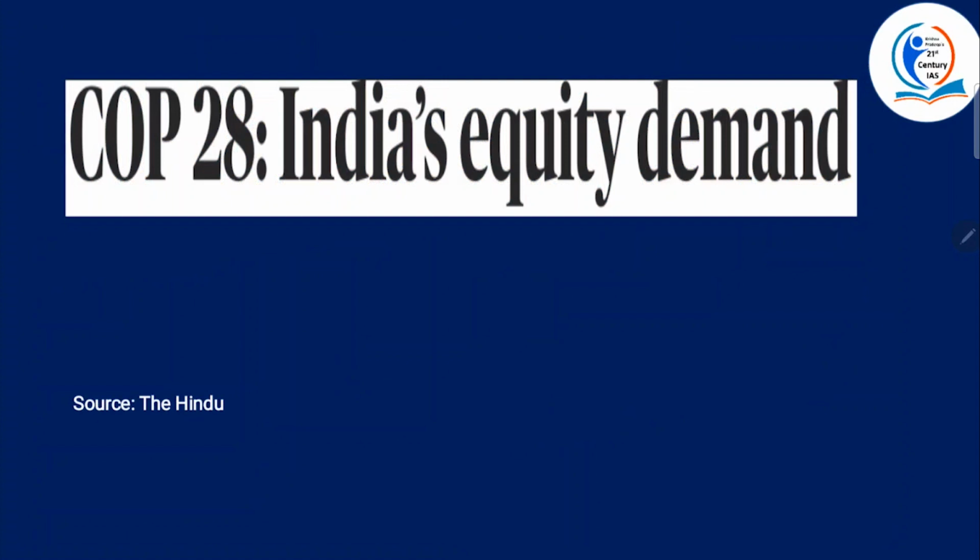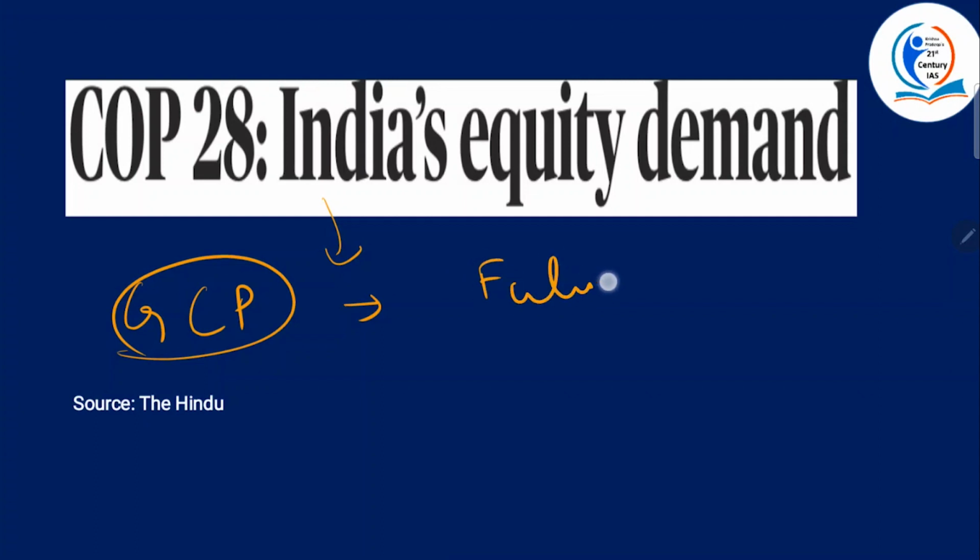Now, COP28, India's equity demand. In this particular article, there was a mention about global carbon project. Now we have to know some basics about global carbon project. It is an initiative of Future Earth. Now, what is this Future Earth? It is a global network of scientists, researchers, and innovators collaborating for a more sustainable planet. All right? And this global carbon project integrates knowledge of greenhouse gases for human activities and earth systems.